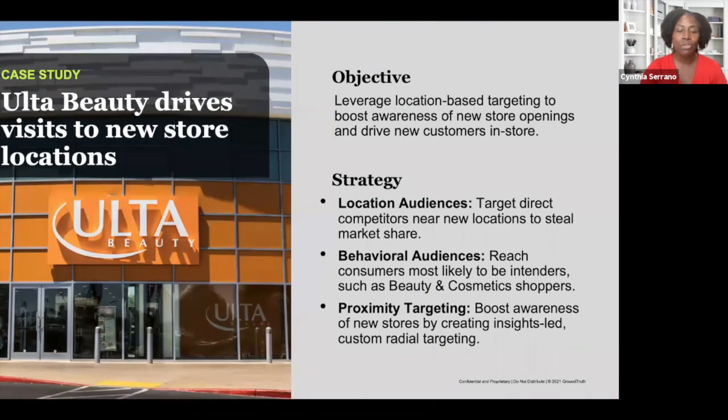So in this example from Ulta, they wanted to drive awareness of new store openings and get people walking in the doors. So they use location audiences to target direct competitors and steal market share. They use behavioral audiences to reach beauty and cosmetic shoppers, and they use proximity targeting to boost awareness among people in the vicinity of the new store locations.